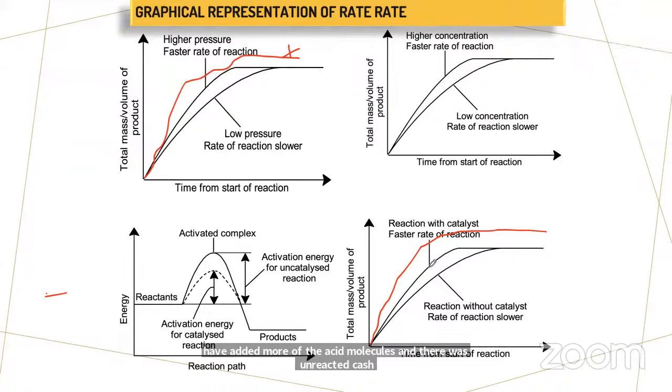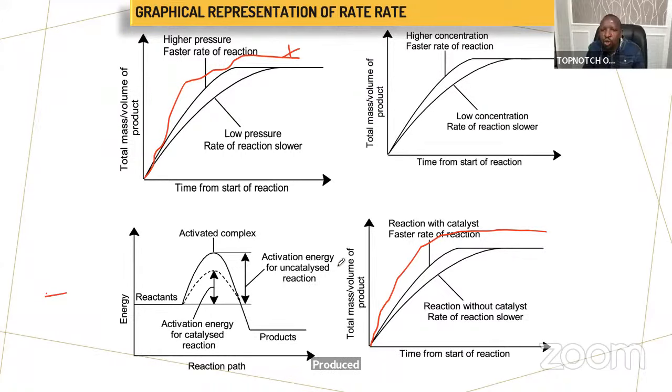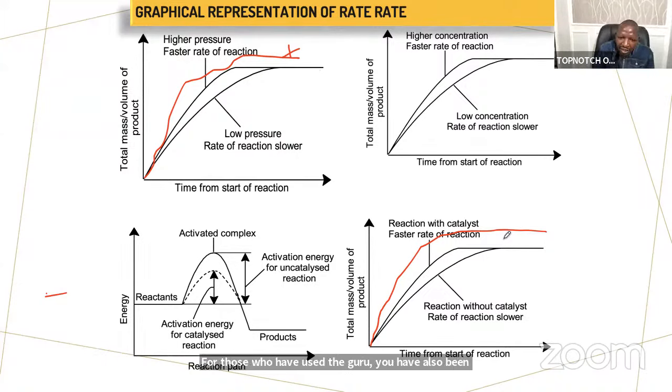produced. So only then, when you are told to draw the curve of change, you draw the curve on the left more steep, and it is not going to meet at the same point. It is going to flatten at a higher level, meaning that more product is produced. For those who have used the guru, you have also been able to get that. So those are the only differences. Then we also have the catalyst. We can also use the concept of an energy level diagram to represent it.